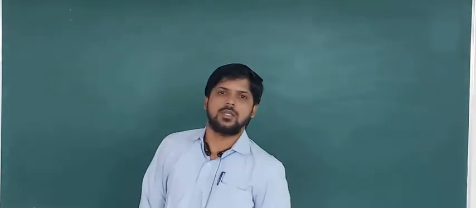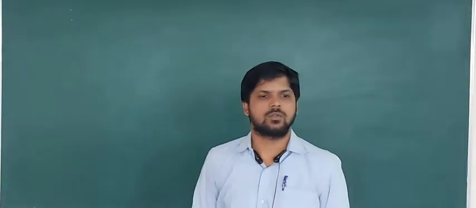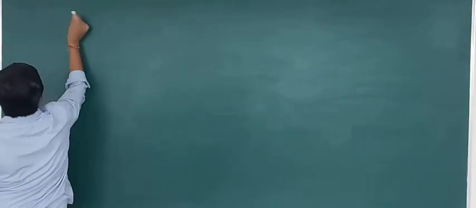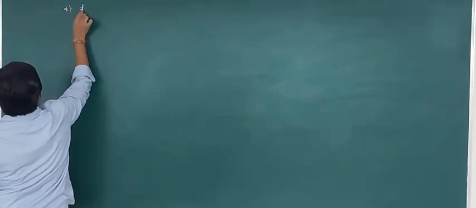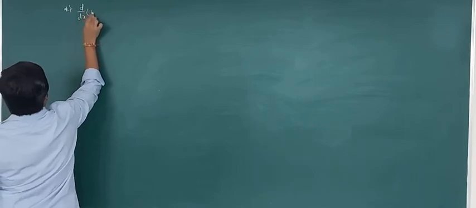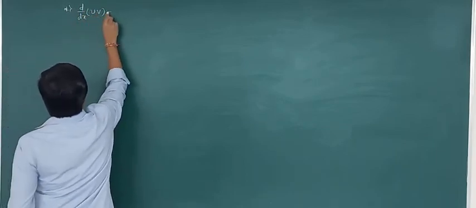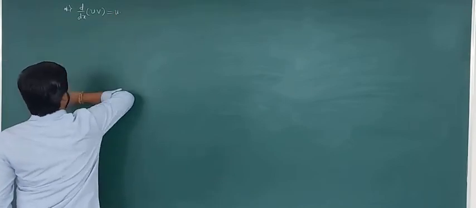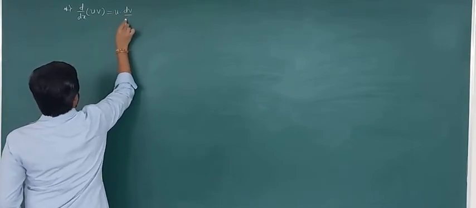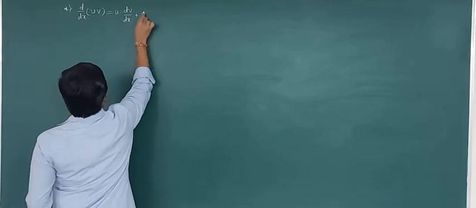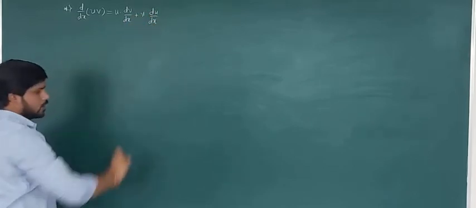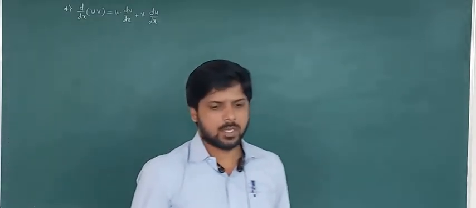So good morning students. Today we will continue the differentiation by using the formula d by dx of u into v, that is the product rule. First function as constant, differentiation of second function, plus second function as constant, differentiation of first function. By using this formula we solve a few more examples.